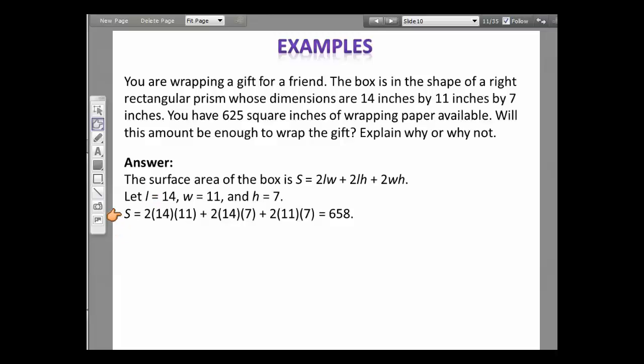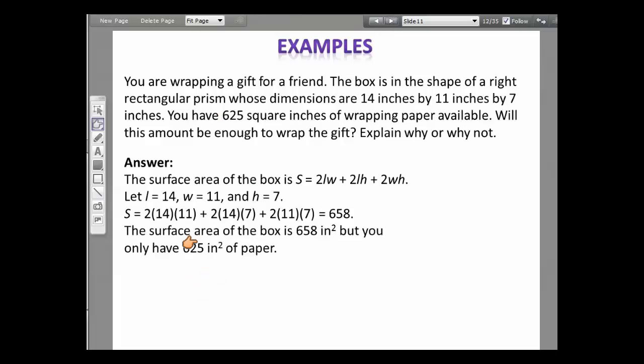And there we go. So after we calculate the surface area, we find out the surface area of the box that we're using is 658. And remember, we only have 625 square inches of wrapping paper. So that means that we don't have enough wrapping paper to take care of this box. Okay, we're going to need a little bit more.